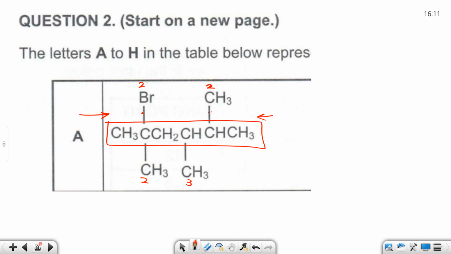A simple way: what is 2 plus 2? 4. What is 2 plus 3? 5. You must go for 4. All right? So please look, if this was not there, I have both on carbon 2. No one takes preference. Now I will then go for alphabetical order. Bromine before methyl. Then I'll start by numbering from this direction.